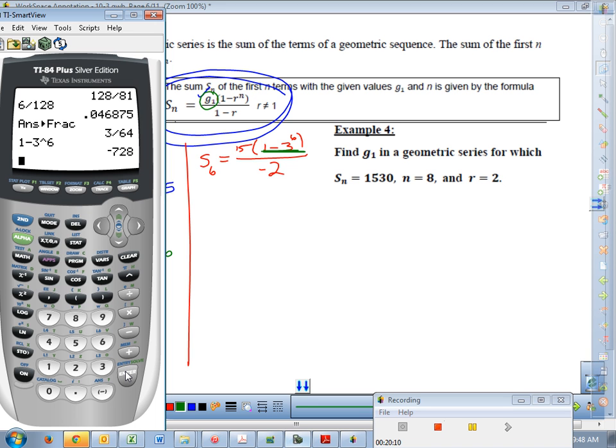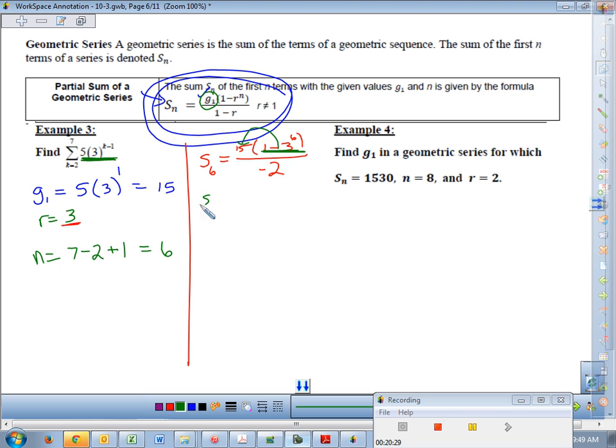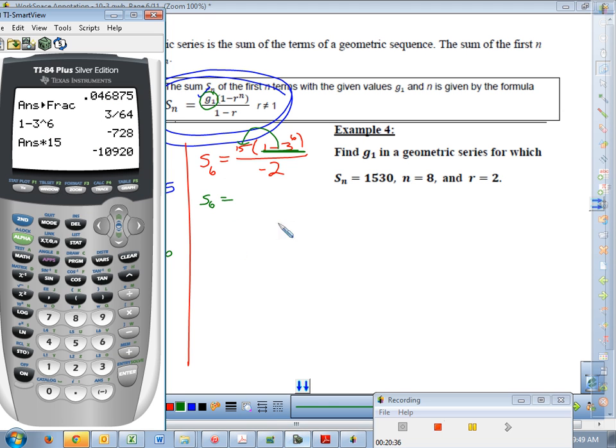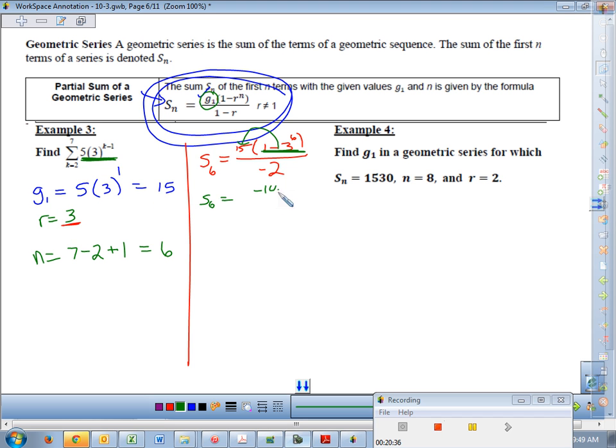Cool? What do I have to do to that number? Times 15. And I get this. That's where I start writing some stuff down. I don't want to try to do it all on my calculator. I'm going to write down negative 10,920 over negative 2. It lets me know whether you punched the numerator correctly or not. That's why I asked you to write it down. Because if you only give me an answer, I don't know what you did. What was your numerator? You all good with that? Now, take that number divided by negative 2. What kind of number do you get, though? Positive or negative?